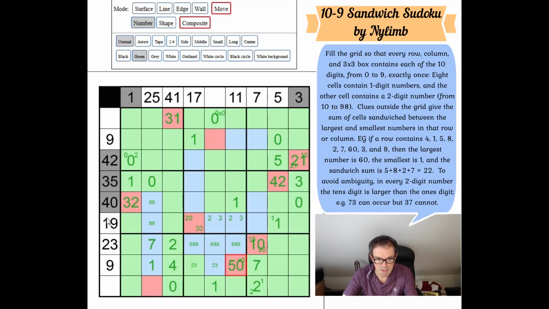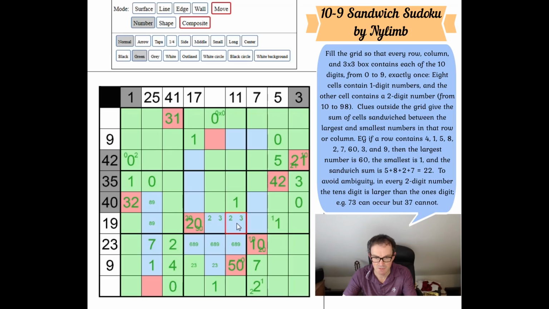Yes, 19 clue, look. 8, 9 here now. So if this 19 is made up of 2, 8, 9 in here, this cell would have no value. So it can't be. There must be a 3 inside the sandwich. So if there's a 3 inside the sandwich, the 3 is not in the 2-digit cell. So this has to be 20. This is 379 now.